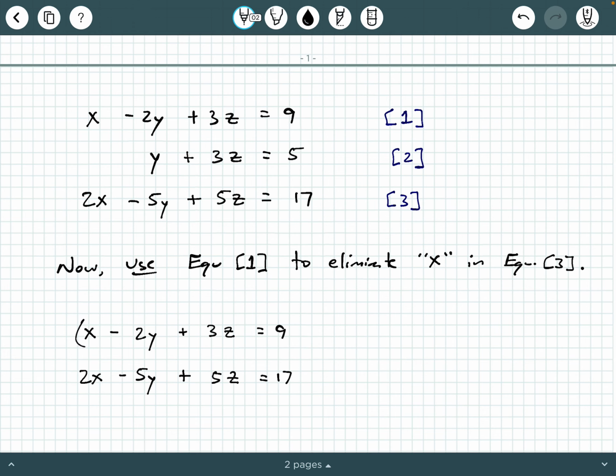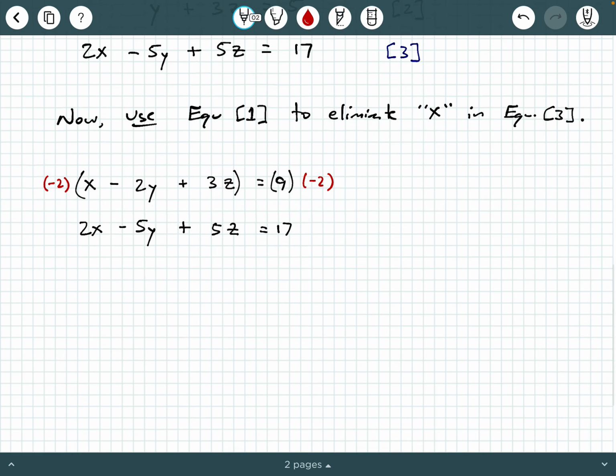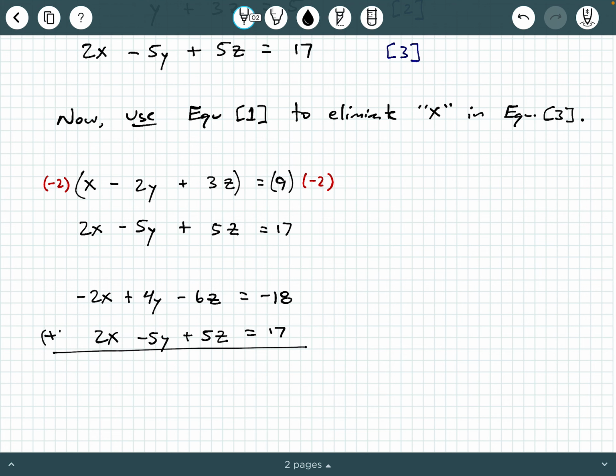Well, I would say let's multiply both sides of equation 1 by the number -2. Okay, right? Is that going to work for us? Yeah, absolutely. So what does this temporarily become? Well, we end up with -2x plus 4y minus 6z equals -18. And then equation 3 is still 2x minus 5y plus 5z equals 17 for now. And we go ahead and add these together, and we see the x term cancels.